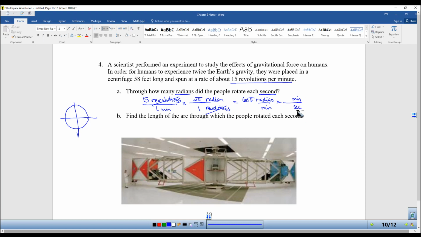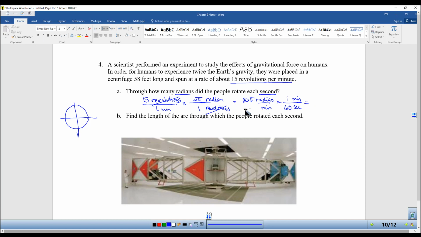So I just need a conversion factor. What's the relationship between minutes and seconds? There are 60 seconds in 1 minute. By the way, I just realized I made a little mistake. That's a 30 over there. 15 times 2 pi. Yeah, it's 30 pi, not 60.